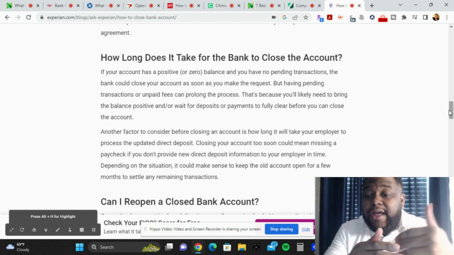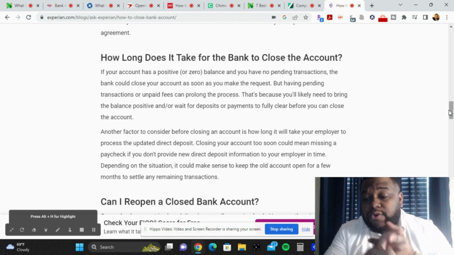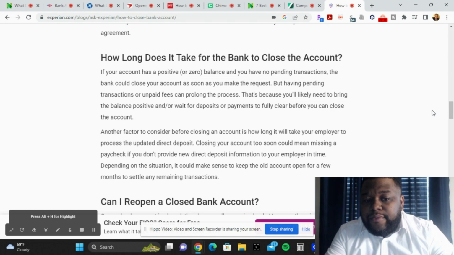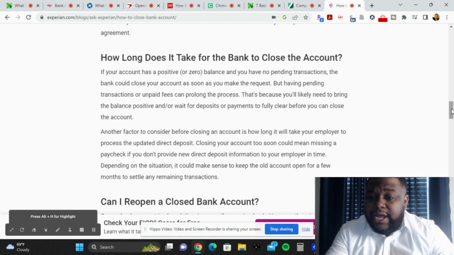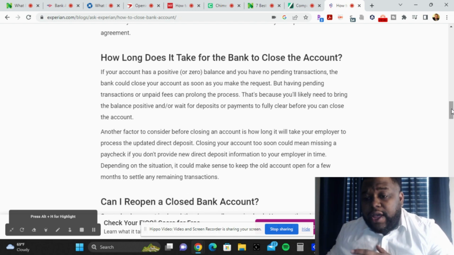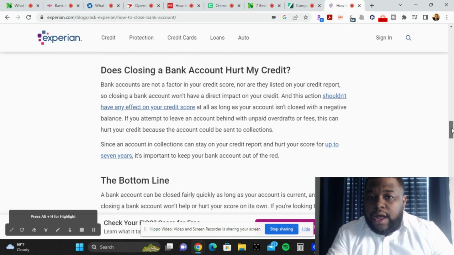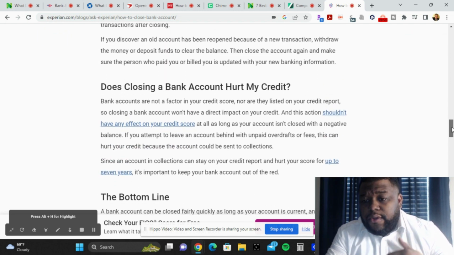And remember, to open up a new account you have to have your driver's license or state license, your social security information, your date of birth, and the initial deposit. So if you plan on closing an account, make sure that you don't intend on using that account anytime soon, and make sure the other account, whether it's with JPMorgan Chase or Wells Fargo or Chime, is up and active before you go in and close the account at the particular bank.